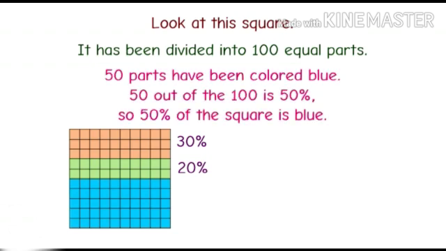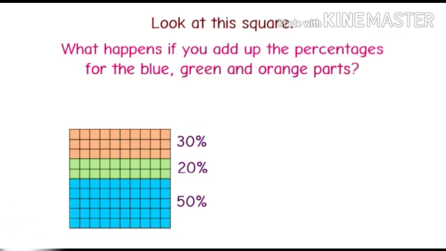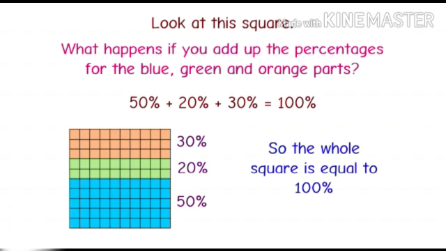50 parts have been colored blue. So, 50 out of the 100 is 50%. So, 50% of the square is blue. What happens if you add up the percentages for the blue, green and orange parts? 50% plus 20% plus 30% is equal to 100%. So, the whole square is equal to 100%.